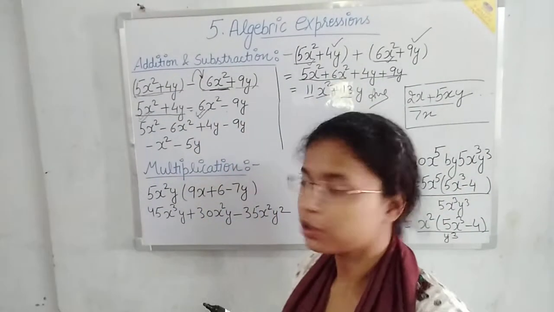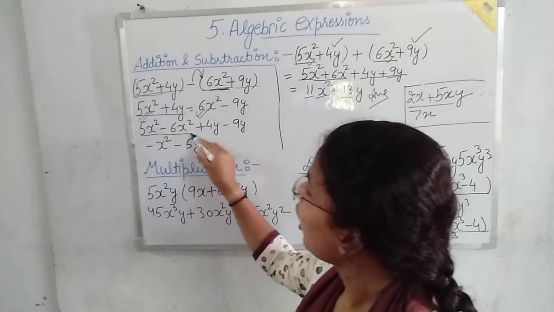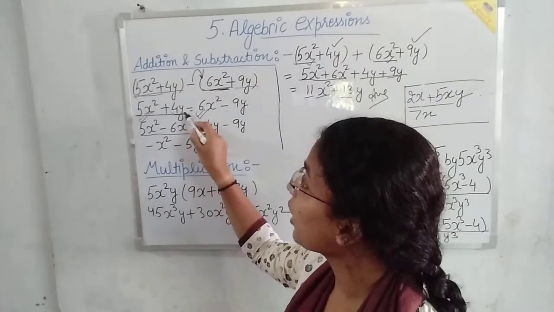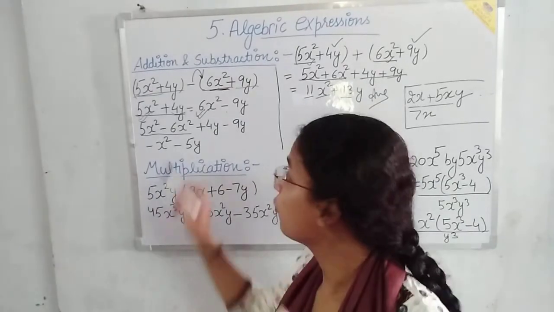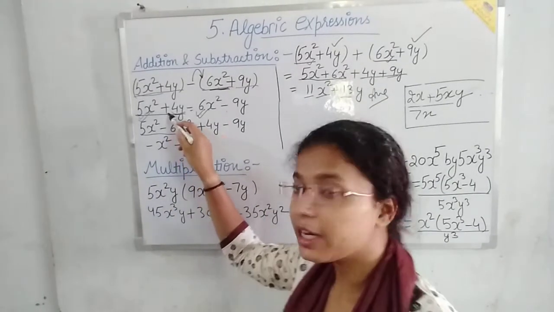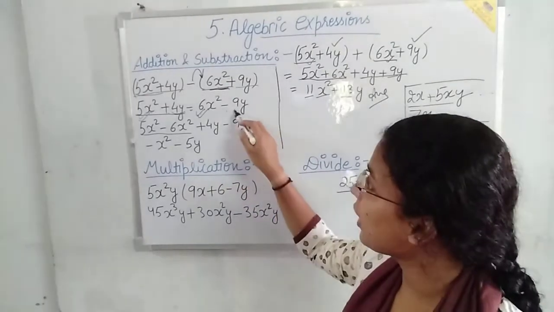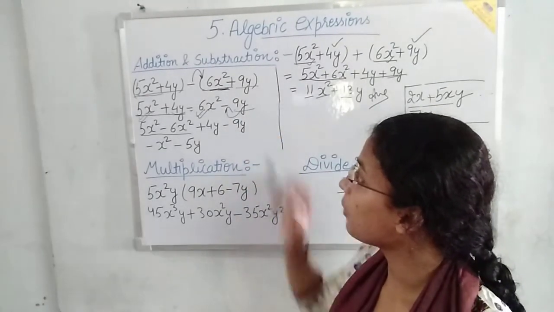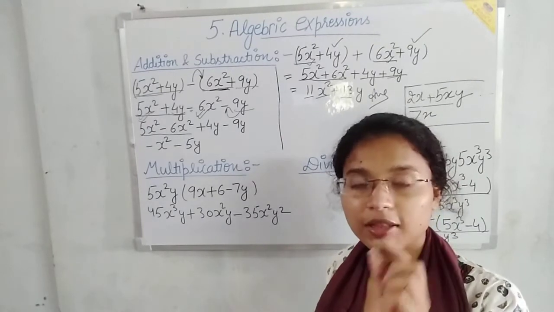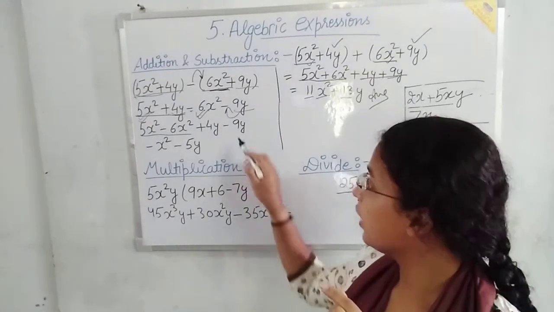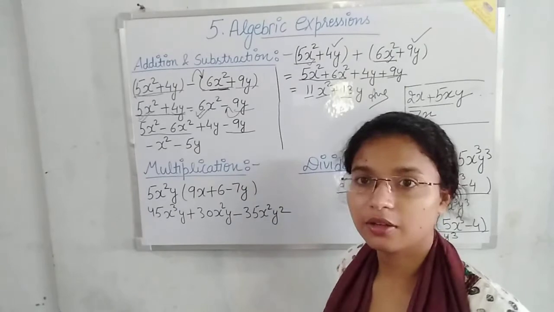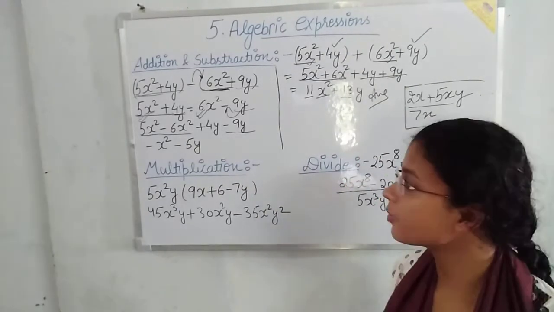So write them together. After that, this is the 4y. Write with their sign. 4y is with the plus sign. So write plus 4y. Now here it is 9y and 9y is with the minus sign. So write them together with the sign, minus 9y. Now you add or subtract.